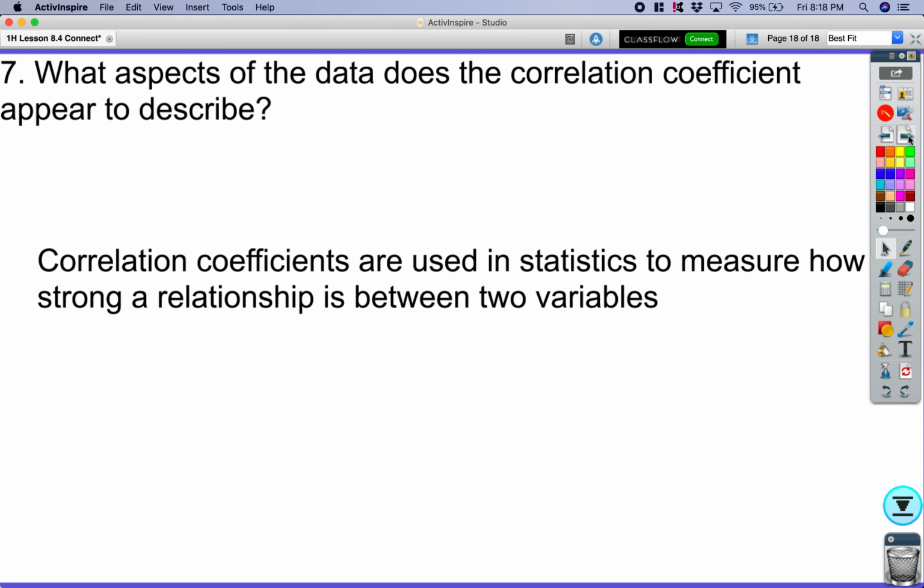So if you were to describe what aspects of the data the correlation coefficient appears to describe, correlation coefficients are used in statistics to measure how strong a relationship is between two variables. So in this one, it's essentially how close, so I want you to write this down, guys, how close our points are to the best fit line.